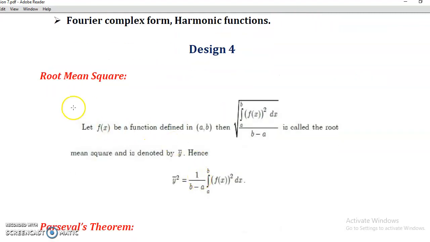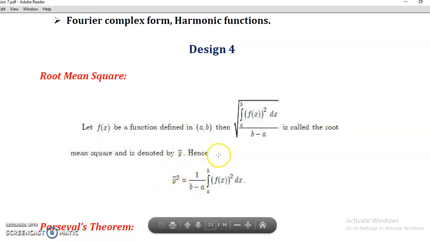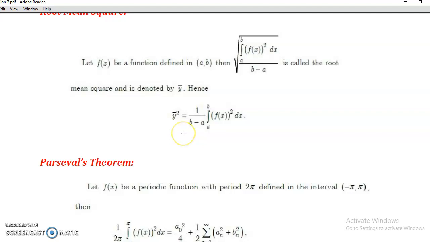So design 4, RMS value, root mean square. This is the basic definition for RMS. Let f of x be a function defined in the interval a comma b. Then the square root of the integral a to b f of x whole square dx divided by b minus a is called the RMS, and it can be denoted by y bar, where y bar square is equal to 1 by b minus a integral a to b f of x whole square dx.